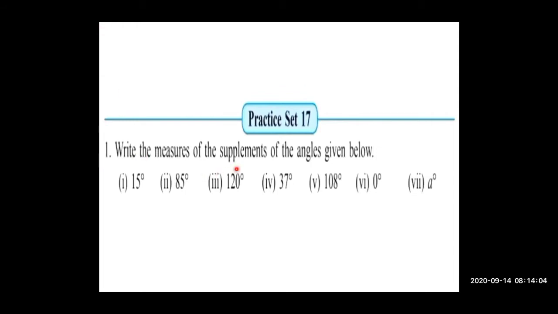Write the measures of the supplements of the angles given below. In this, you have to find the supplementary of these given angles. Children, we can do it orally also. 180 minus 15 equals 165. 180 minus 85 equals 95.